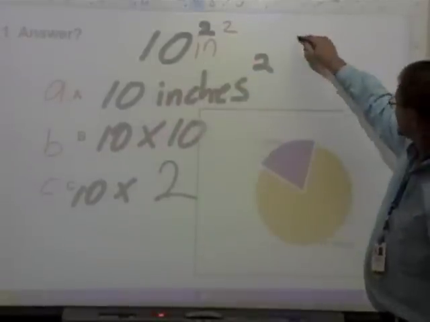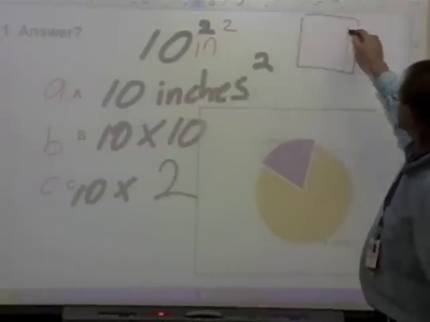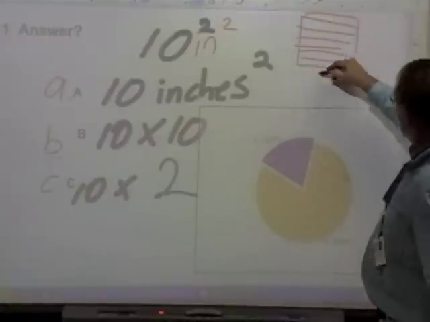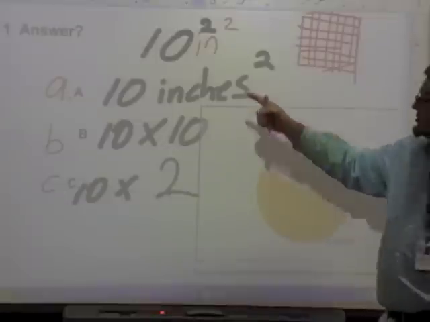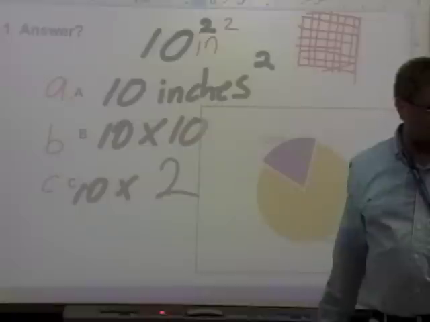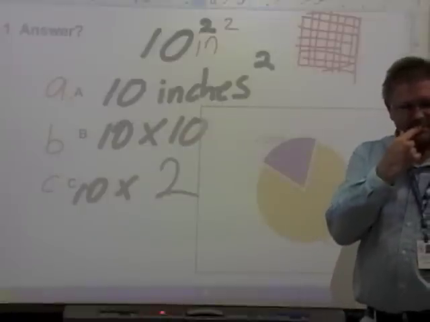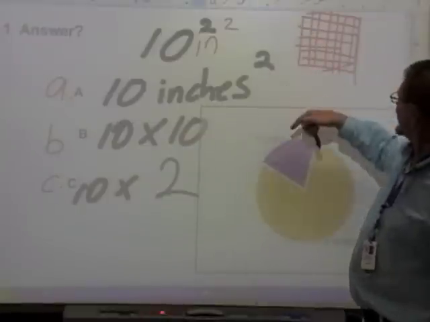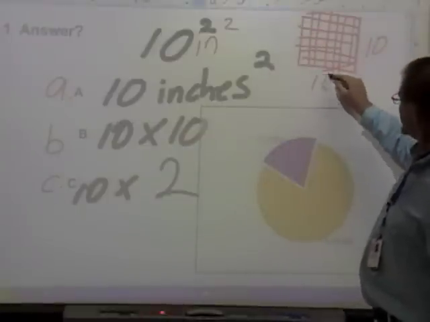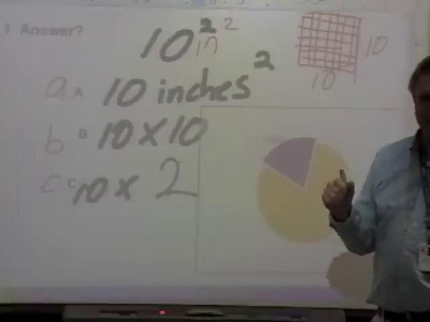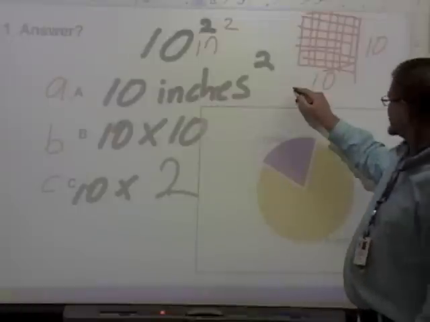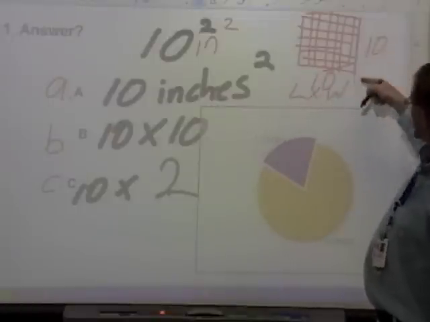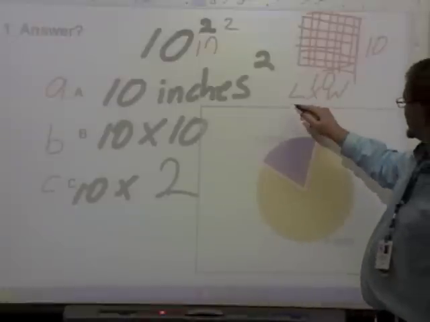That means you've got 10 this way and 10 this way, right? This is what you use when you're finding the area of a figure. And what does that mean? How would you find the area of this? If this is 10 here and 10 here, how do you find the area of this? Length times width.